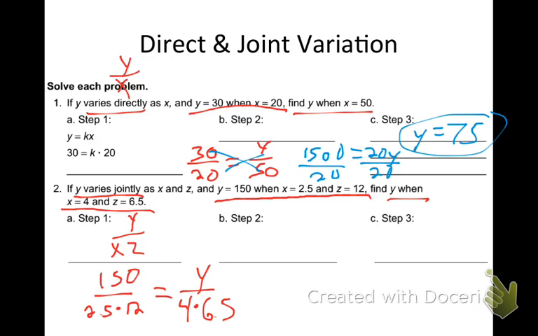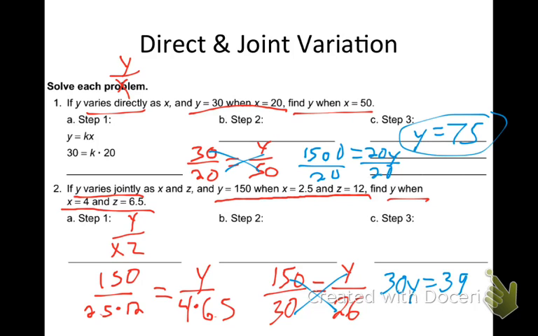2.5 times 12 is 30. So we really get 150 over 30 equals y over 4 times 6.5, which is 26. So now I would use cross products, or you could simplify the fraction and then use cross products. Multiple ways to do these, right? But I use cross products here. I think I get 30y equals 3,900. Is that right?